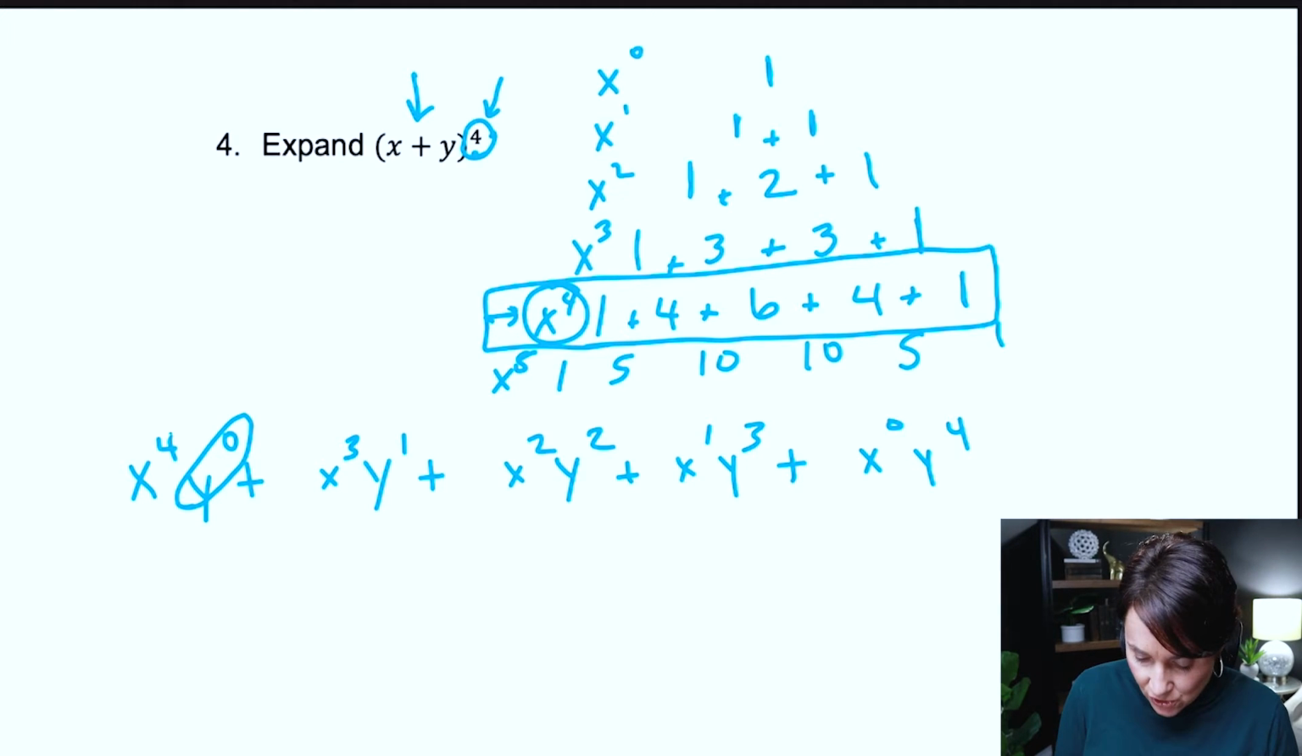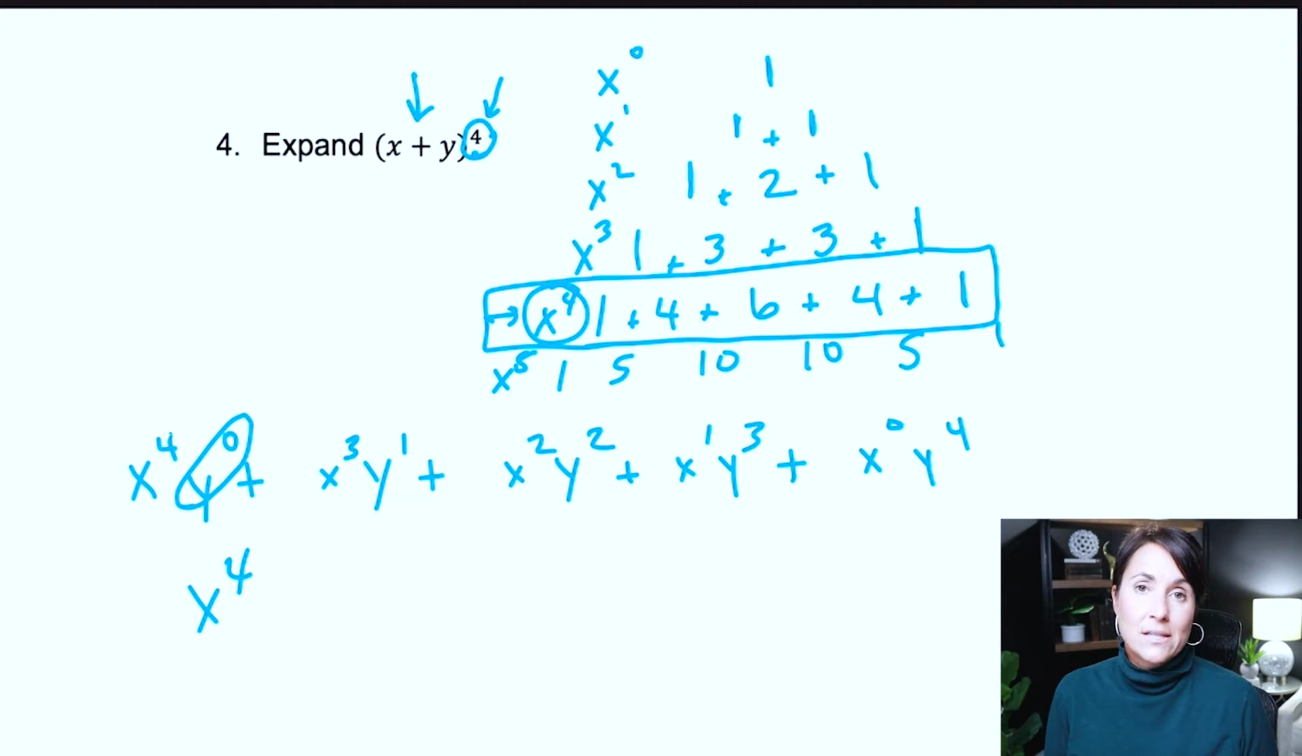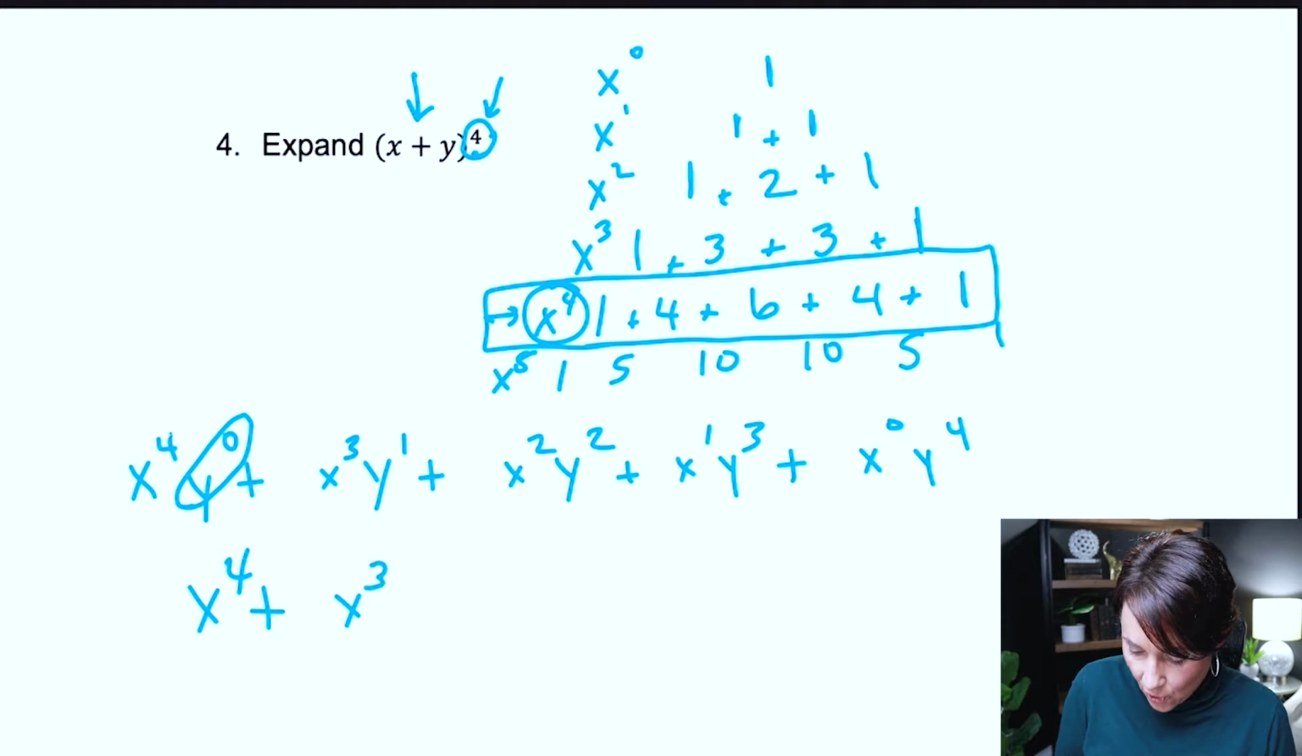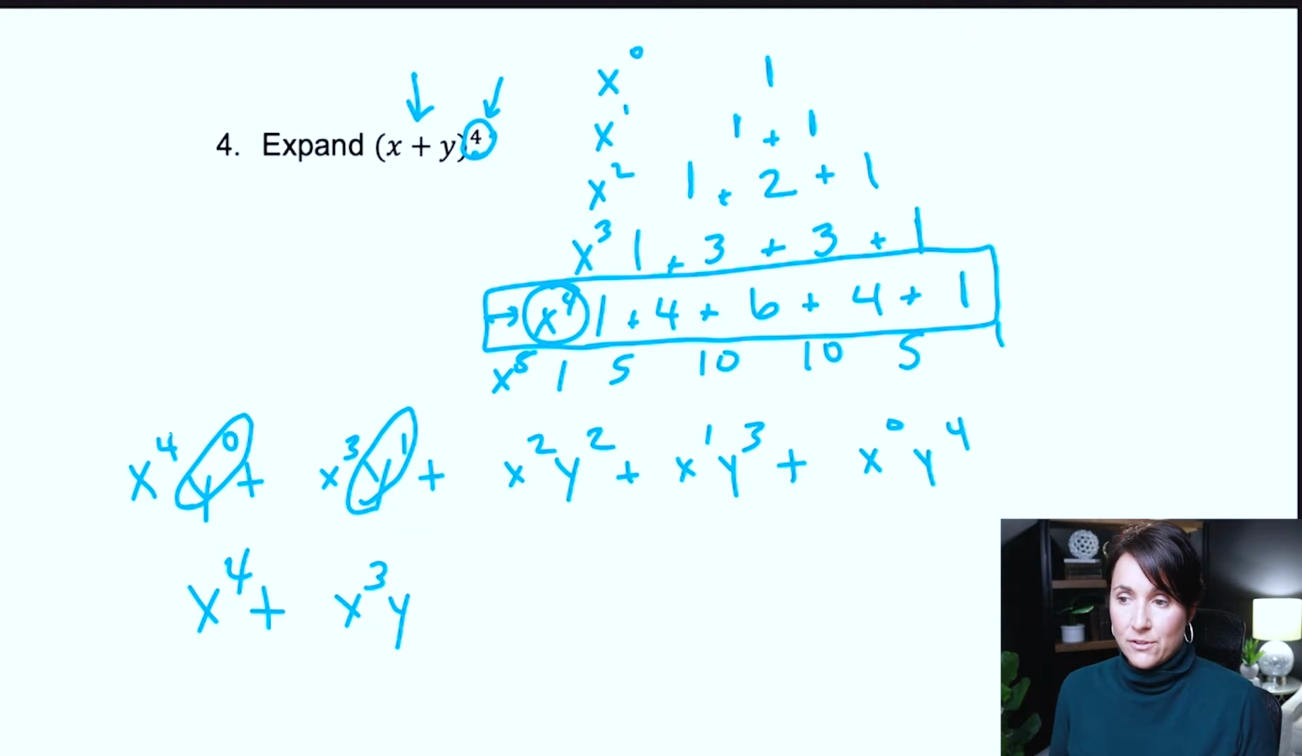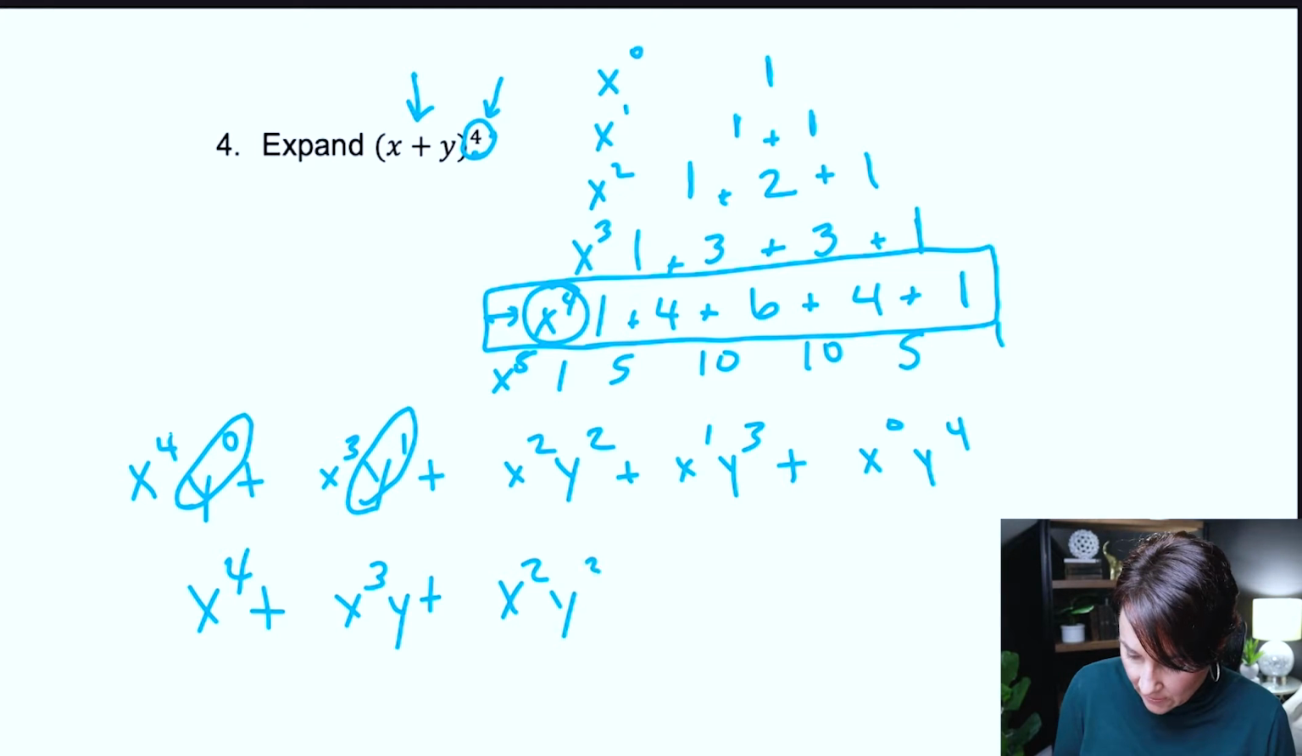So I could essentially just do x to the fourth here, because x to the fourth times 1 is just 1. So I'm going to leave that. Plus, and I'm going to still leave space for my coefficients. I'm not done yet. X to the third, y, because anything to the 1 power is itself. So this is x to the third, y. Put a plus sign here, leave a little bit. This is going to be x to the 2, y to the 2. Can't delete anything because both of those need to be there.